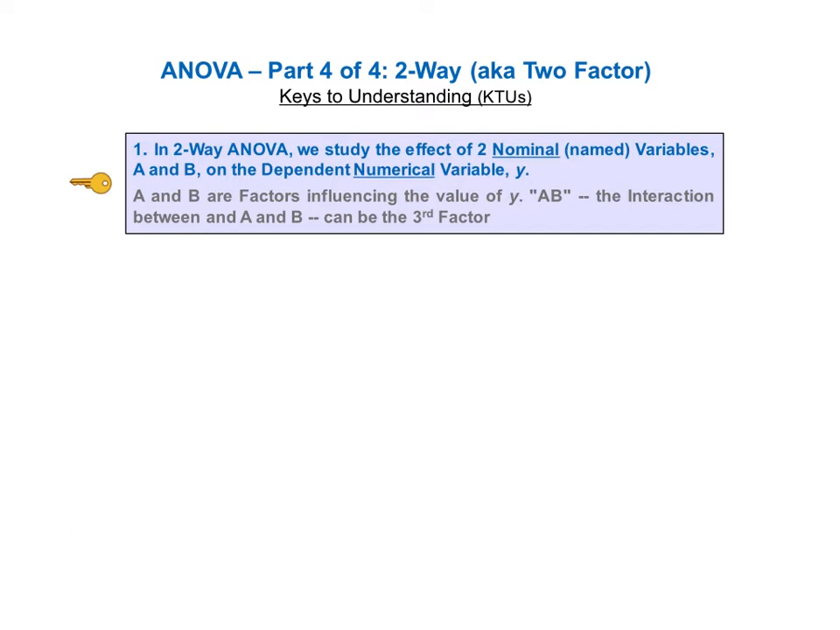As usual in the book and in these videos, we'll go quickly through a list of keys to understanding, or KTUs, and then we'll go into detailed explanations of each of the keys. The first key to understanding is, in two-way ANOVA, we study the effect of 2 nominal, that is named, variables, A and B, on the dependent numerical variable y. A and B are factors influencing the value of y. AB, the interaction between A and B, can be the third factor.